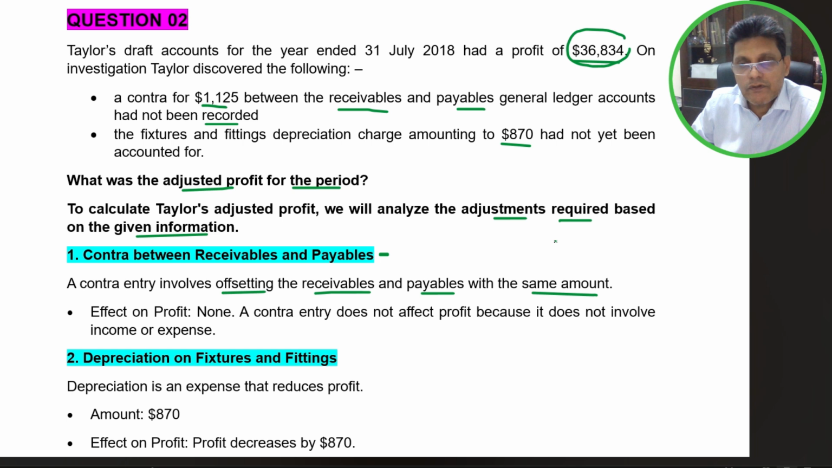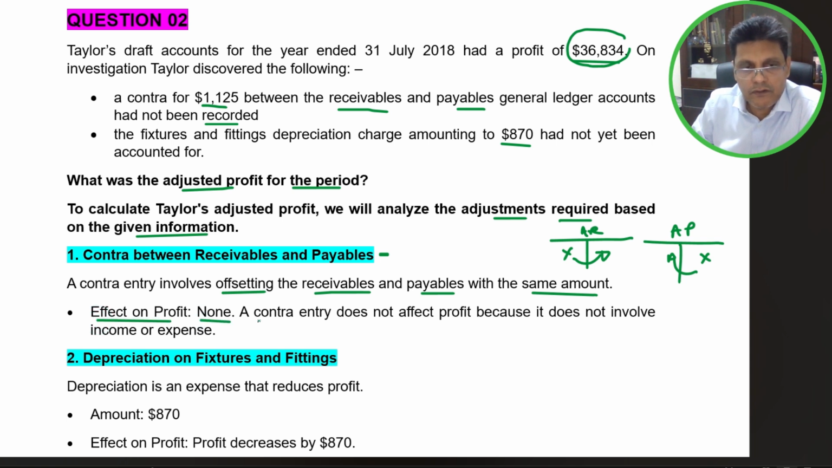Okay, so when you have a receivable account, it's usually a debit balance, and accounts payable is a credit balance. So when you offset, you need to credit the accounts receivable and you need to debit the accounts payable, so that you can offset receivable versus payables. But what is the effect on profitability?